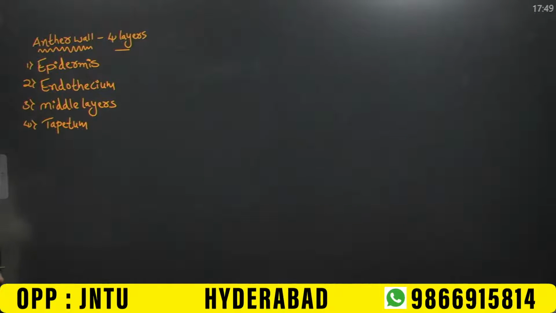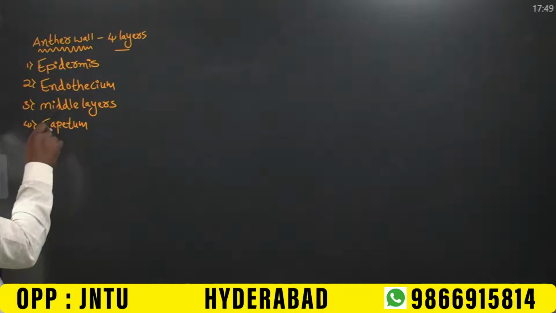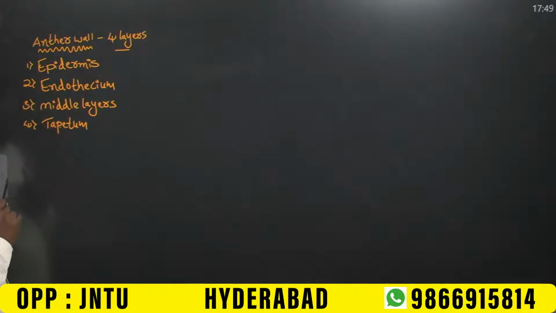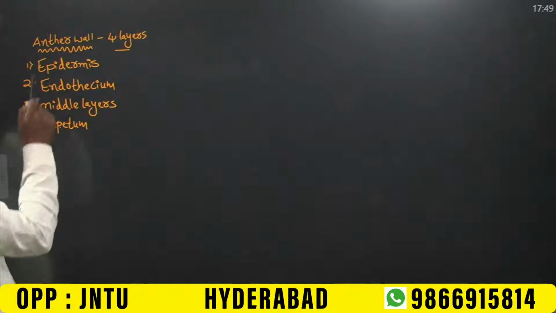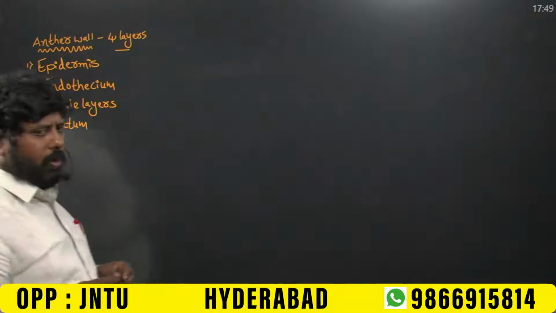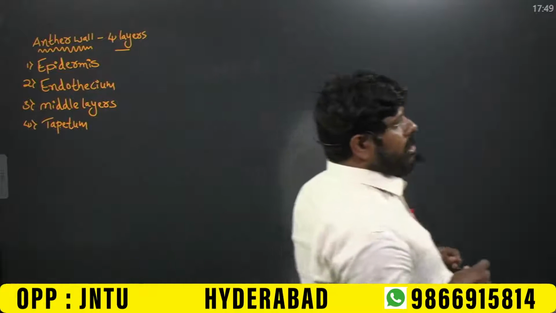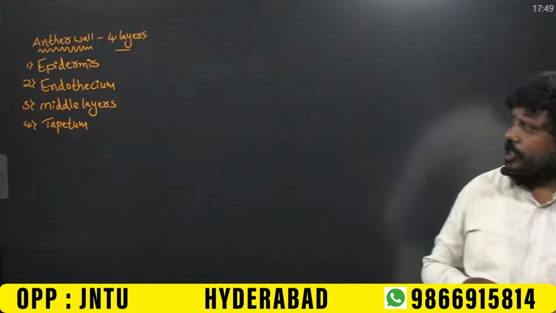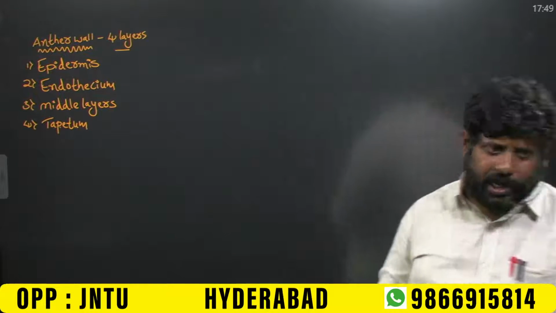Outer to inner is centripetal. Inner to outer is centrifugal. Again we will explain. Anther wall is made up of how many layers? 4 layers: first one is the epidermis, then endothecium, middle layers and tapetum.